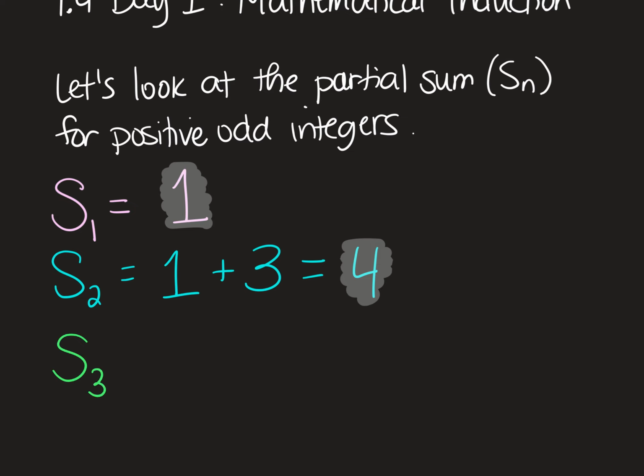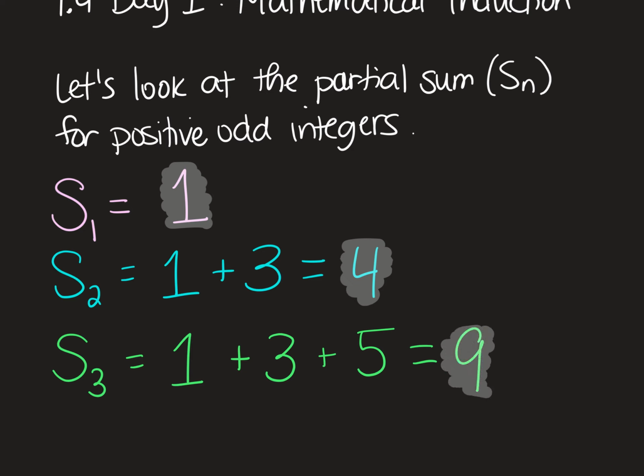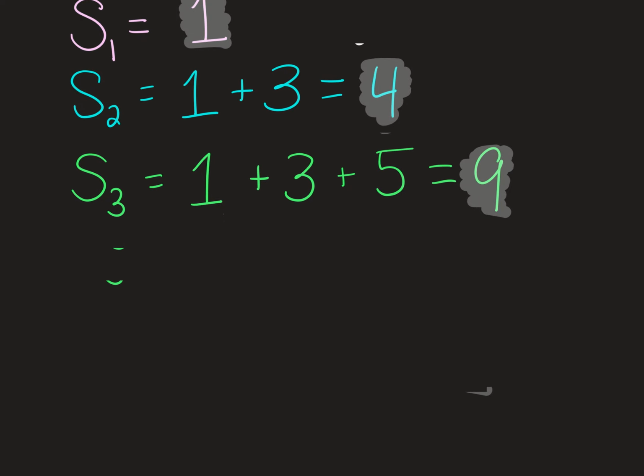So then S sub 3, that means we add the 3 first odd integers together. So that'll be 1 plus 3 plus 5. 1 plus 3 plus 5, that's 9. So now I'm looking at the sum. All right, let's keep going.